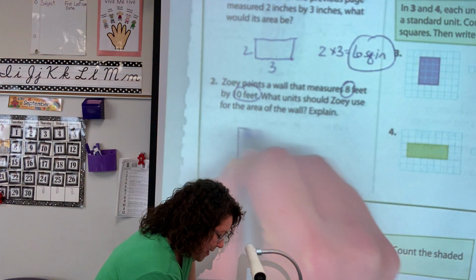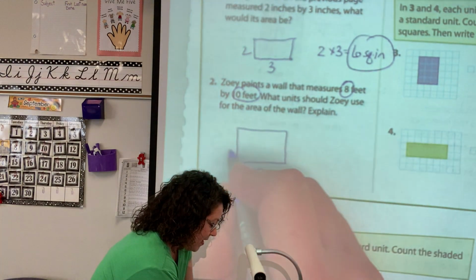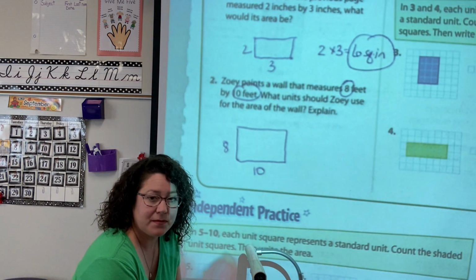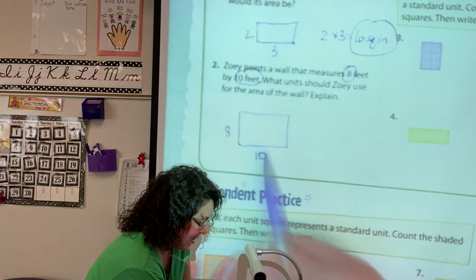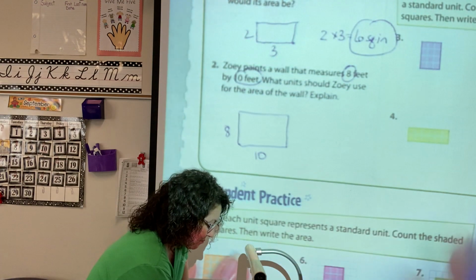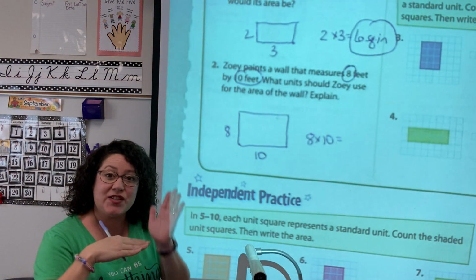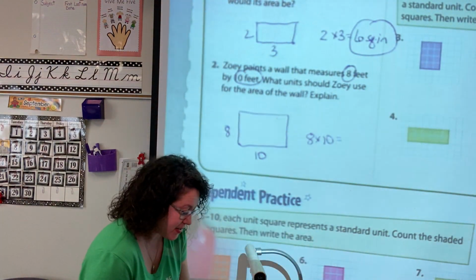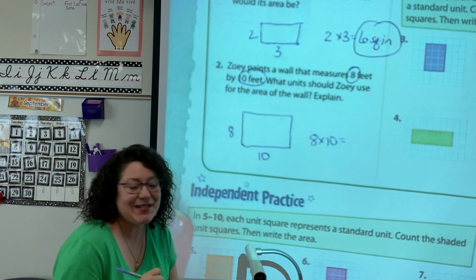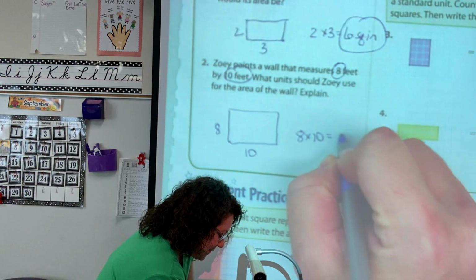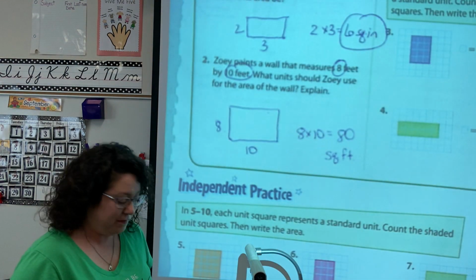If she's painting a wall, one side is 10 feet and the other side is 8. That means also this side is 10 and that side is 8, right? But when we find area, we multiply each side as long as it's a square shape or a rectangle, and we would get anything times 10, just add a 0 to the other factor. 80 square feet.